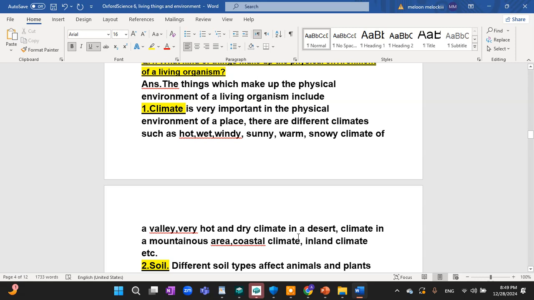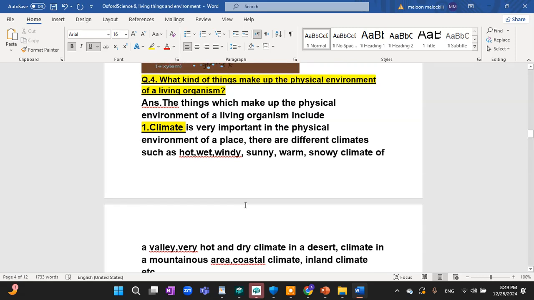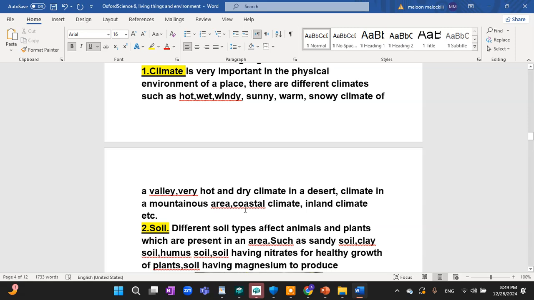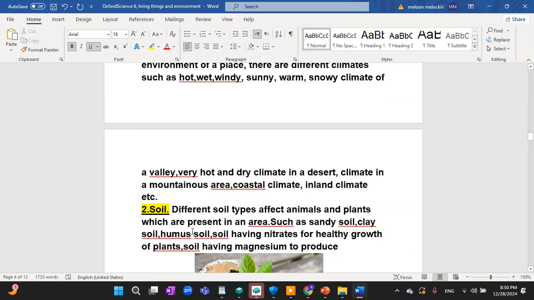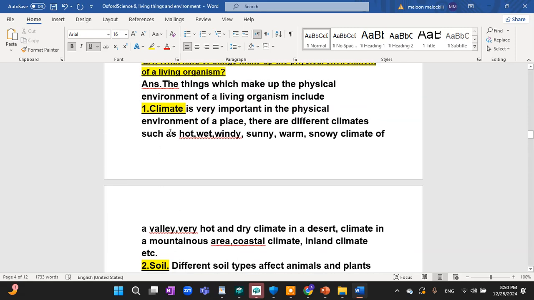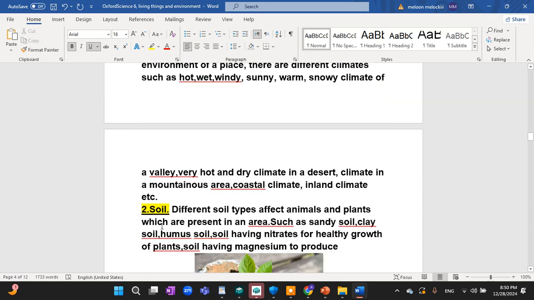And very hot and dry climate are present in a desert, climate in a mountainous area, coastal climate, inland climate, etc. So these are the different climates of different places. And these are very important in the case of plants for their growth. Okay, the second factor or the thing which makes up the physical environment of a living organism, whether it is a plant or an animal, includes soil. So the first one is climate, which is very important in the physical environment of a place. The second one is the soil.